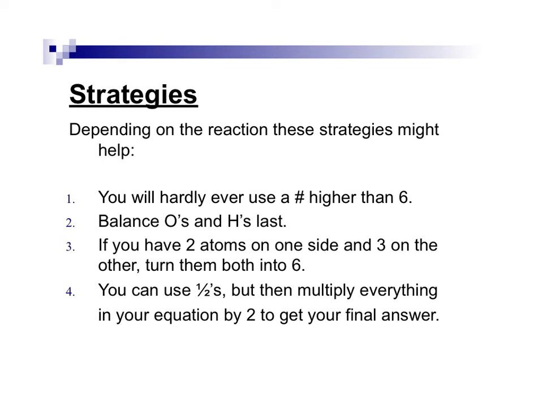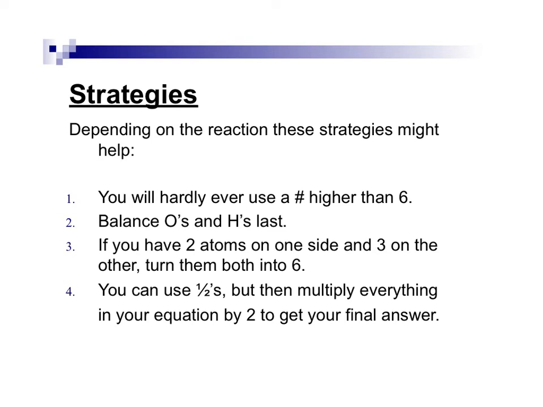Here are some tips, tricks, and strategies you can use. You will hardly ever use a number higher than 6 as a coefficient. Sometimes you have to, but they're rare. So as long as you are comfortable with up to your 6 times tables, you can pretty well do them just in your head. But if you're a little dicey with that, bust out a calculator to help you. That's okay. When you're picking elements, I always balance my oxygens and my hydrogens last. If you balance the other elements first, it often makes it easier to balance your O's and H's.